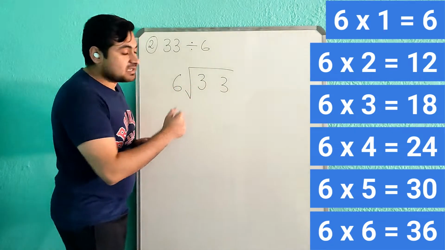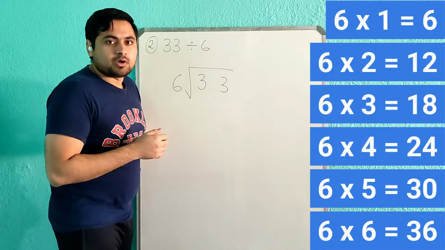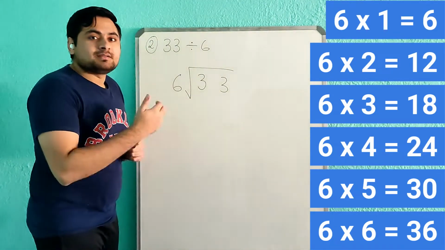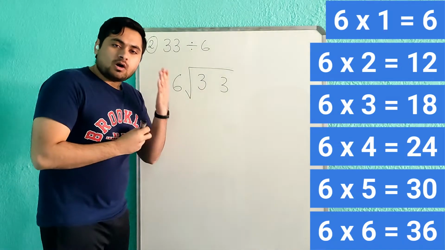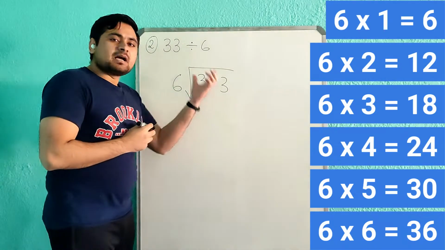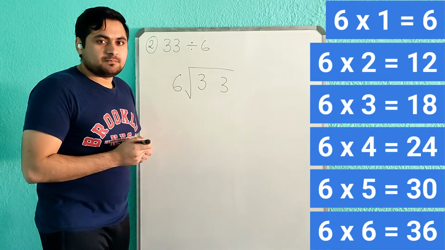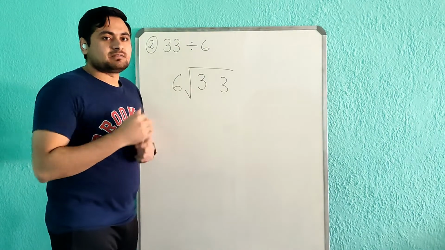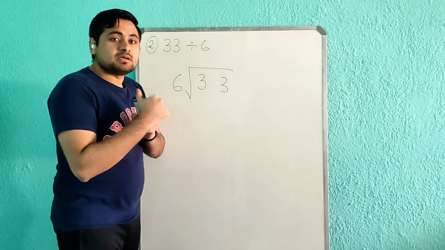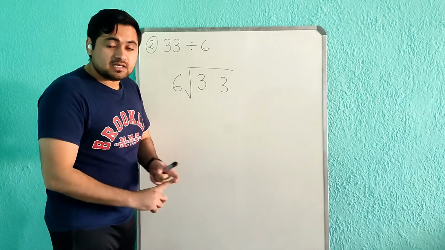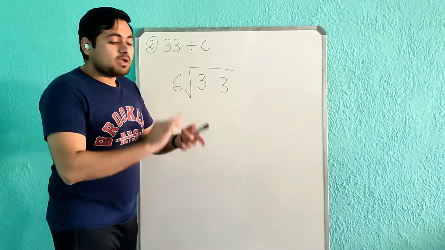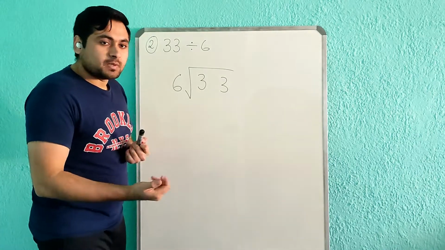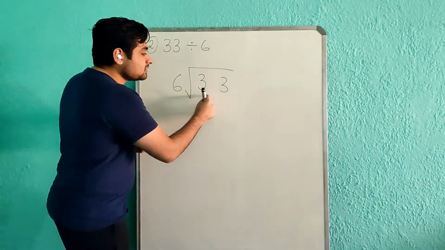So what do you do in that case? In that case, you bring in the second number also. What is the second number? 3 also. So together, what is this number? 33. So now we need to look for a number. Does 33 come in the table of 6? First question. So we know 33 does not come in the table of 6. Why? Because let's say the table: 6 times 1 is 6, 6 times 2 is 12, 6 times 3 is 18, 6 times 4 is 24, 6 times 5 is 30, and 6 times 6 is 36. We can see 30 and 36, but there is no 33.